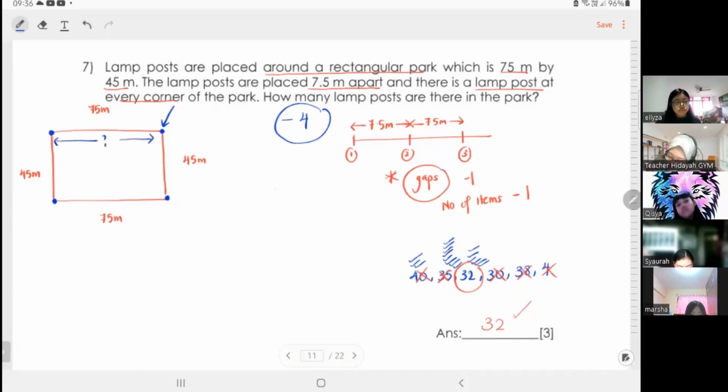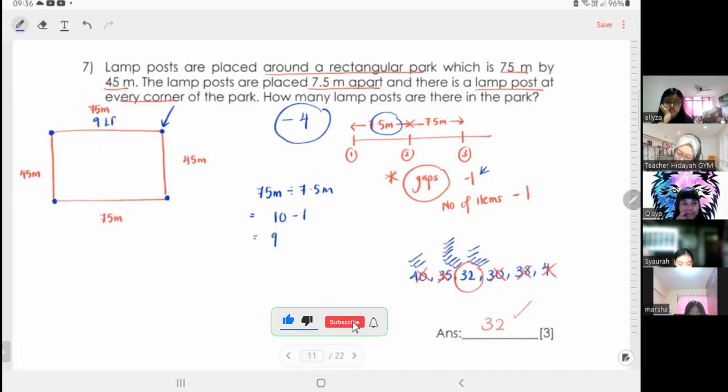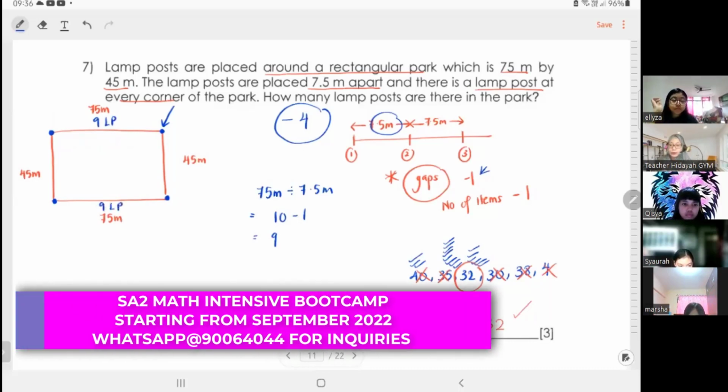Now my issue is how many lampposts are there at this side first. So I have 75 meter, right? 75 meter. You divide it by 7.5 meter because the gap is 7.5, equals to 10. Remember, gaps must minus 1. So 10 minus 1 equals to 9. If you don't do that, then your answer will be wrong, right? Okay, so over here, I have 9 lampposts. Means here also 9 lampposts.